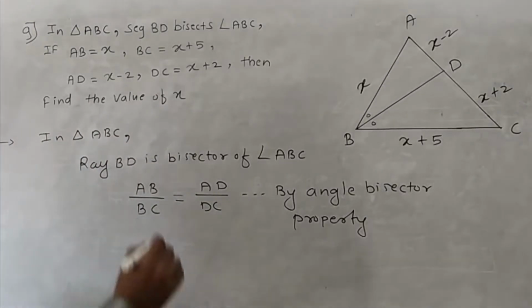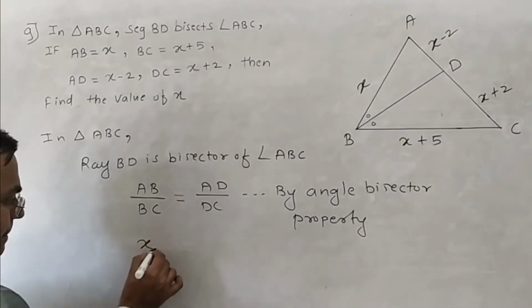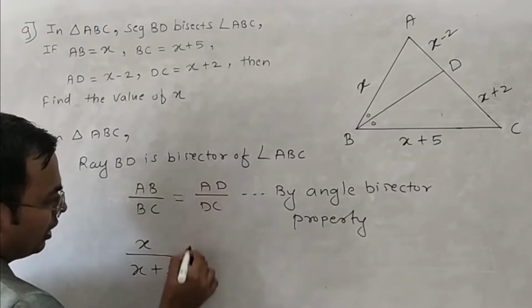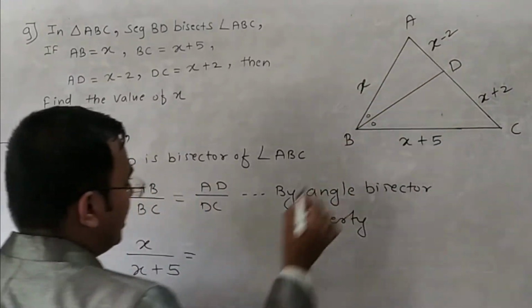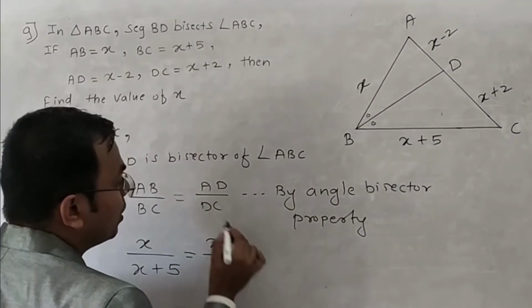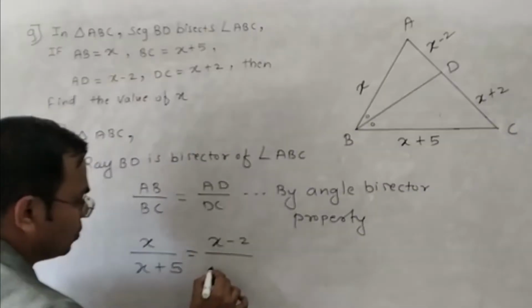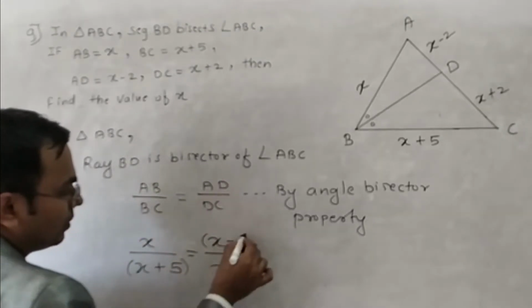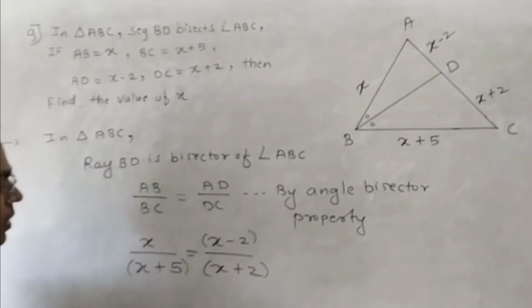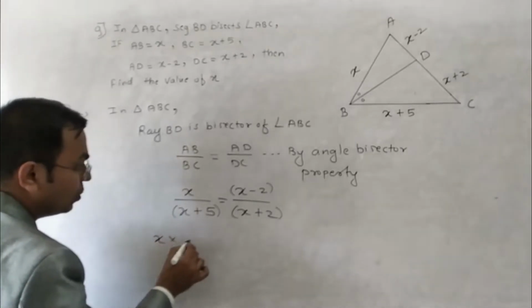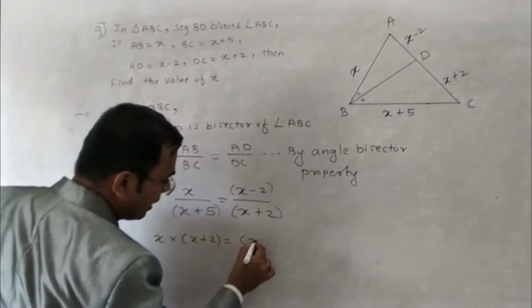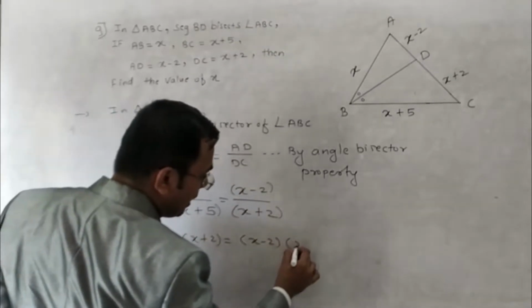Now put the values which are given to us. AB is how much? x. BC is how much? x plus 5. Equal to, as it is, AD how much? x minus 2. And DC is how much? x plus 2. Now put brackets around each term. Now cross multiply. So x into x plus 2 is equal to x minus 2 into x plus 5.